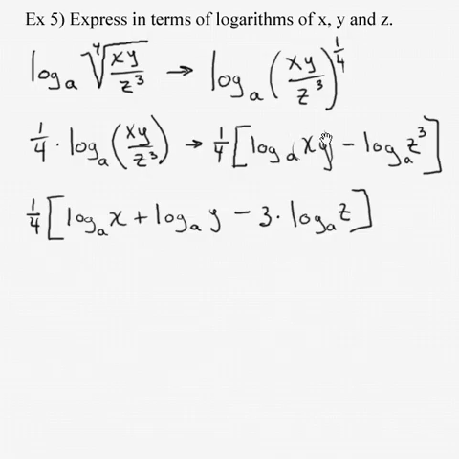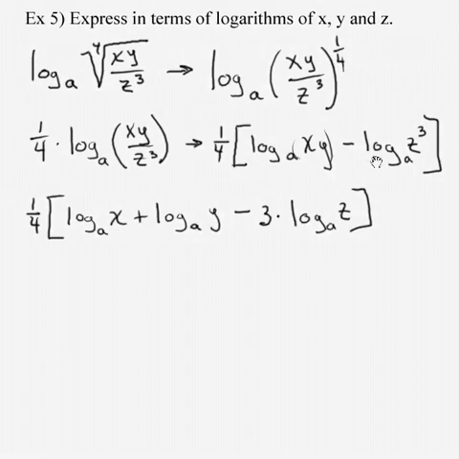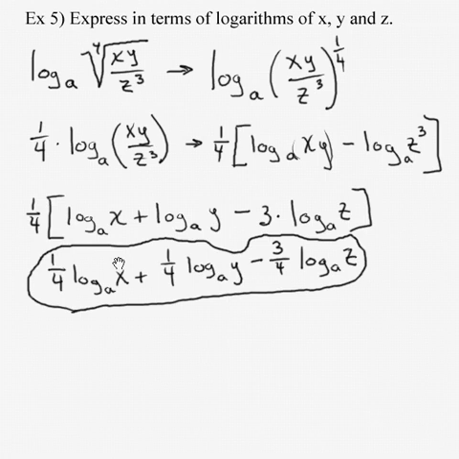All right, going a little further, here we've got the log of a product. And we know that the log of a product is the same as the log of the first factor plus the log of the second factor to that same base. And while we're at it, the log of a number raised to a power is that power 3 times the log of z base a. And to wrap this up, if we will distribute out 1/4, we'll have our solution.